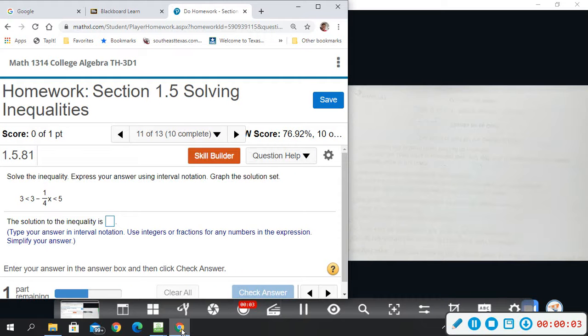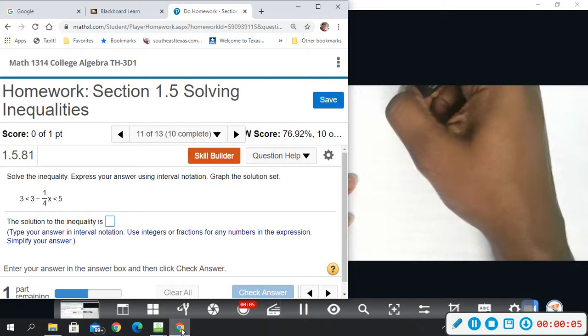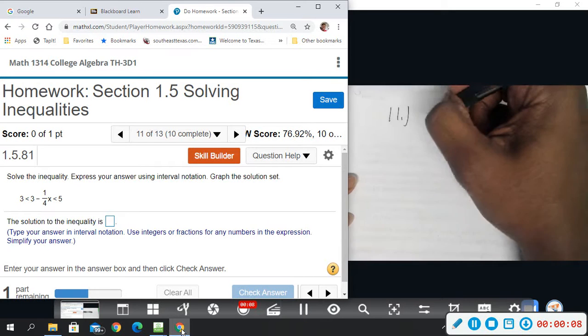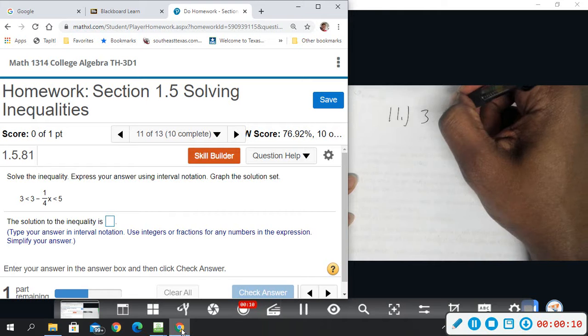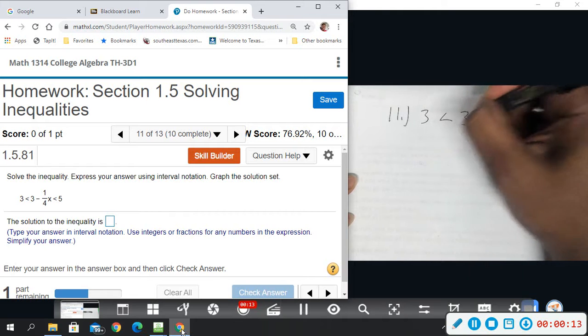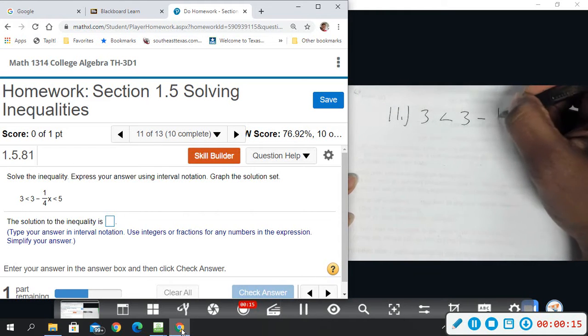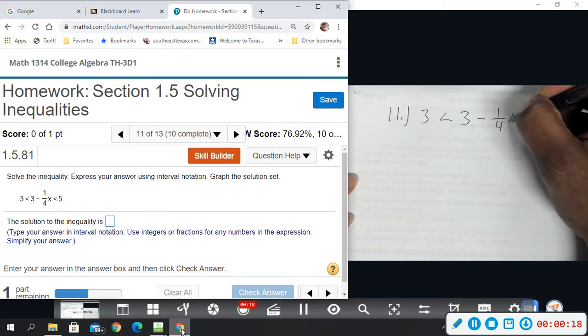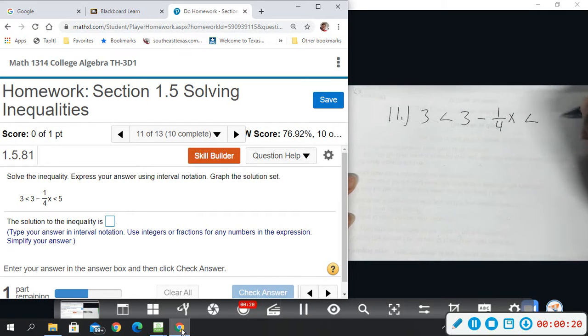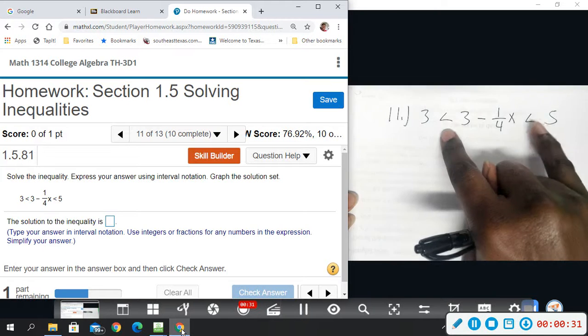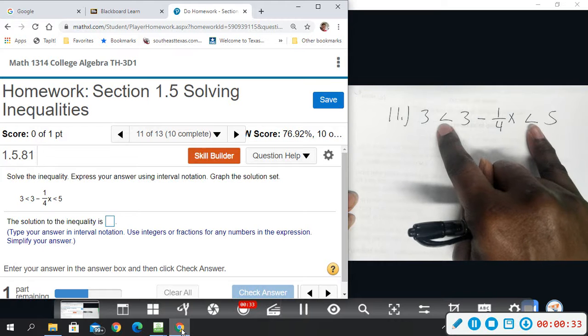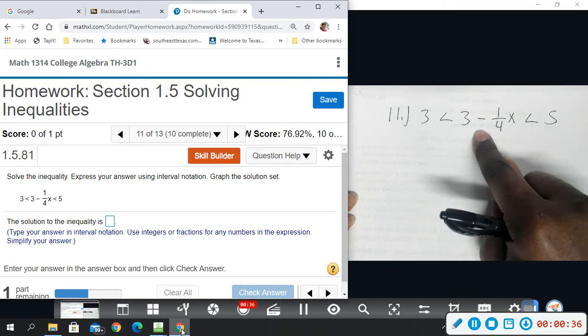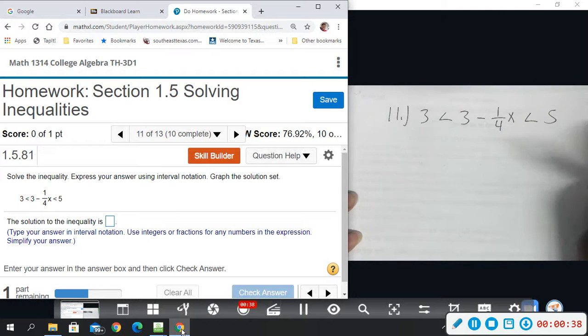All right, number 11, we're given the inequality 3 is less than 3 minus 1/4 of x, which is less than 5. And here, we want to solve the inequality, write it in interval notation, and graph the solution. Again, we have a compound inequality with two inequality symbols, so whatever I do to the middle to solve for x, I have to do to all three sides.